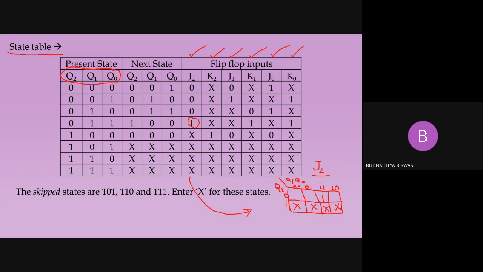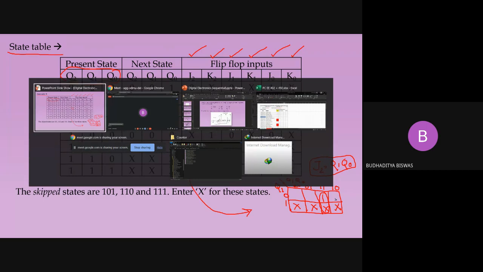So only one grouping is possible here. This is this one, and the meaning of this grouping is nothing but Q1 Q0. Got it? So from the K-map we get the expression for J2 as Q1 Q0. Got it? Yes, sir. Okay, very good.